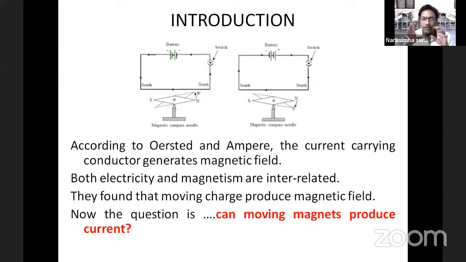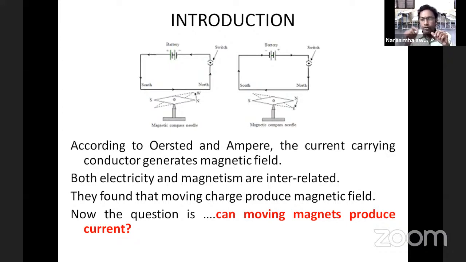Okay, so now we are going deeper into the concept. Because the charge is moving, if the charge is under motion, then only the magnetic field is generated. Now the question is, if the magnet is kept under motion, can it produce current? This is the question. Okay, so what is the concept?